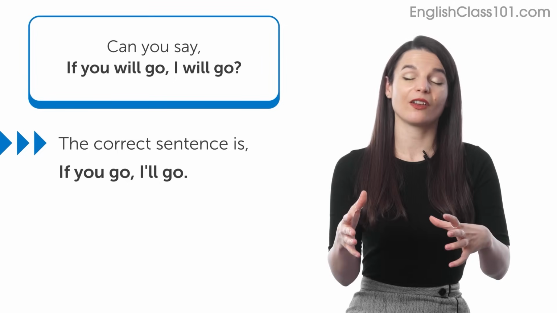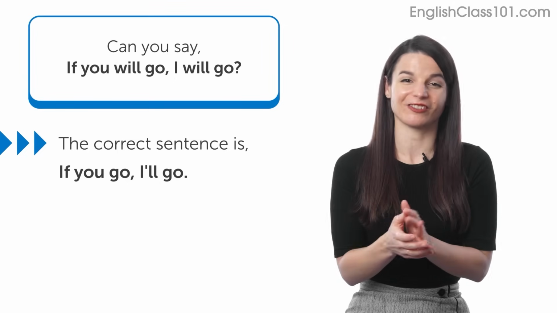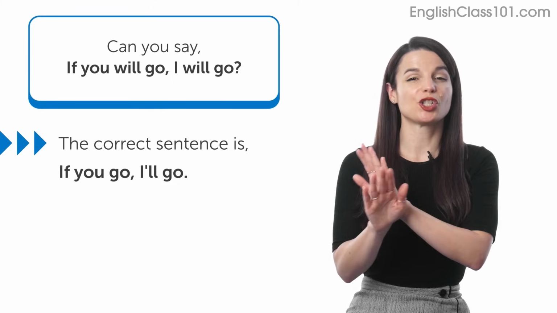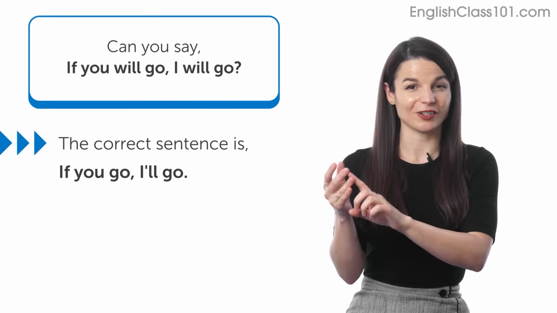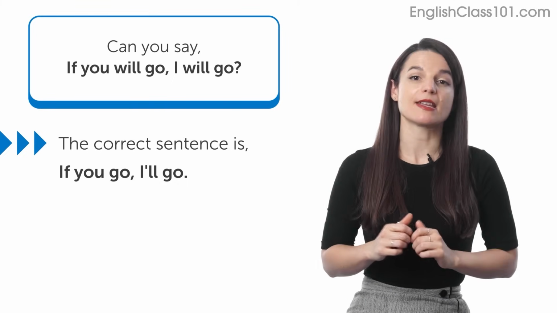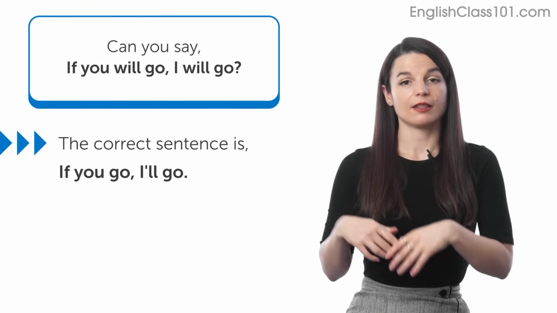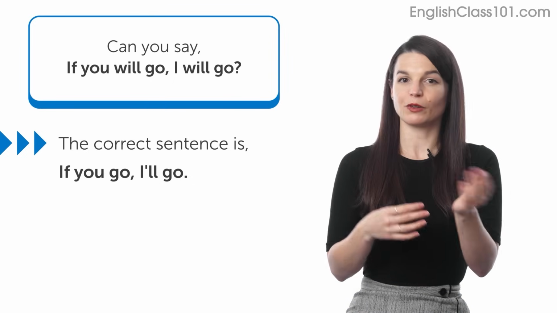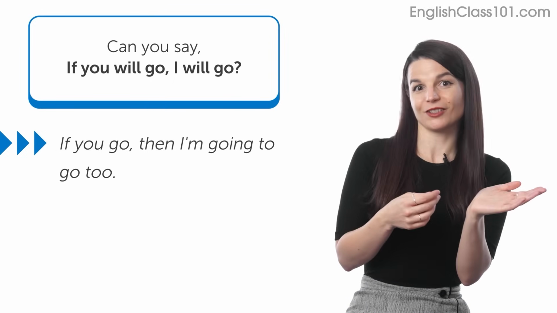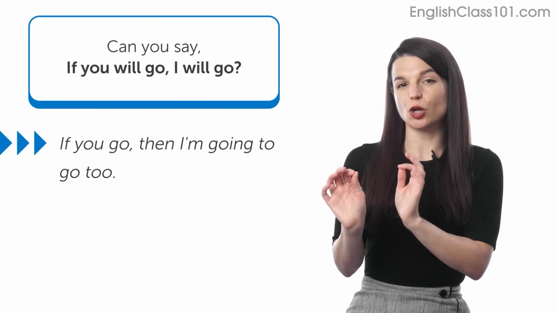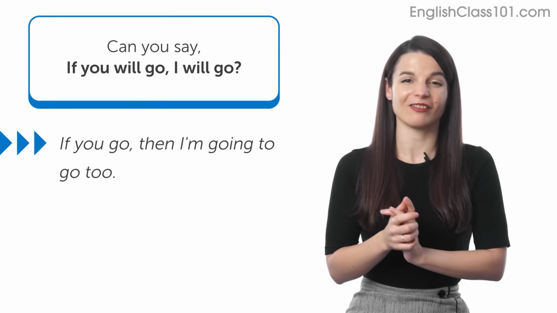So this is a very, very common but very easy to fix mistake among learners. Just don't put your will or going to in the if clause when you're making these conditional statements. So if you go, I'll go. Or if you go, then I'm going to go too. You can use either, but just don't put that in the if clause of your sentence.